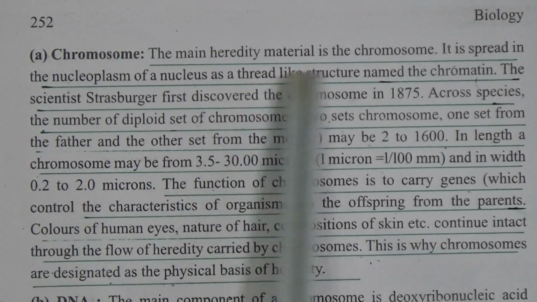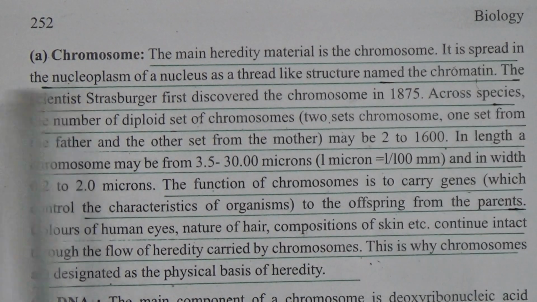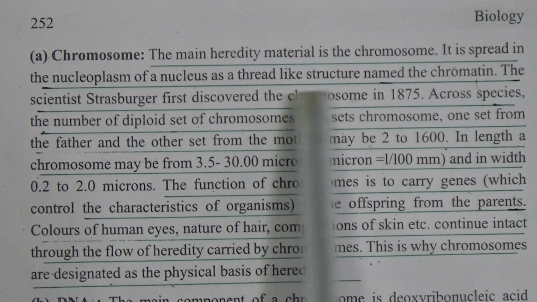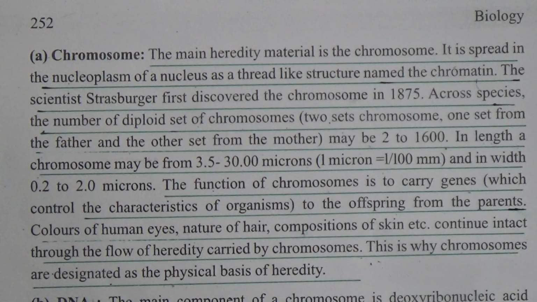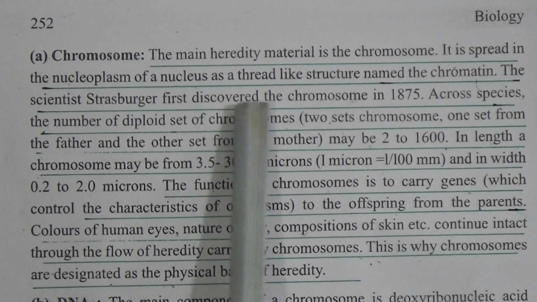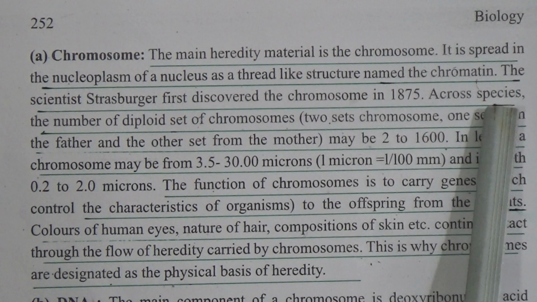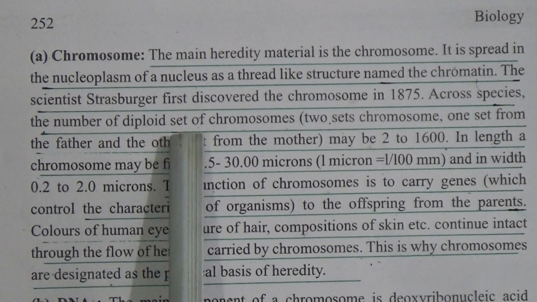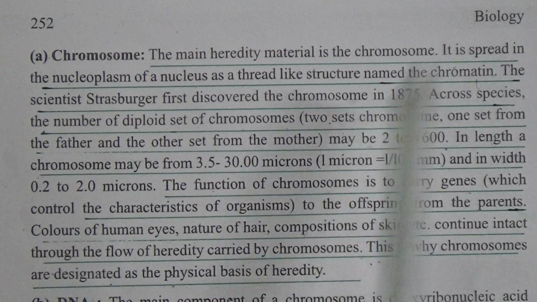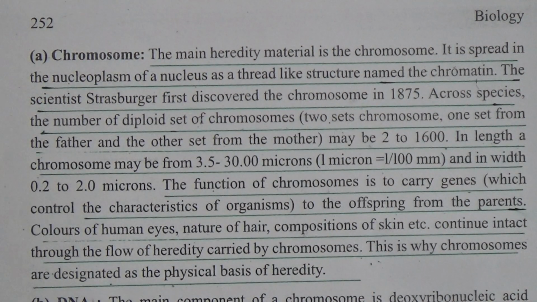The main heredity material is the chromosome. It is spread in the nucleoplasm of a nucleus as a thread-like structure named the chromatin. The scientist Strasburger first discovered the chromosome in 1875. Across species, the number of chromosomes is a diploid set. Diploid means 2 sets of chromosomes, 1 set from the father and the other set from the mother.